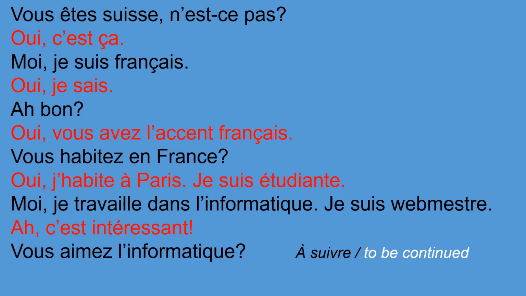So, je suis étudiante. Étudiante here has an E and it's étudiante. So we pronounce the T because it's feminine. But if the gentleman was a student, he would have said, je suis étudiant. He wouldn't have pronounced the T because there's no E after it.